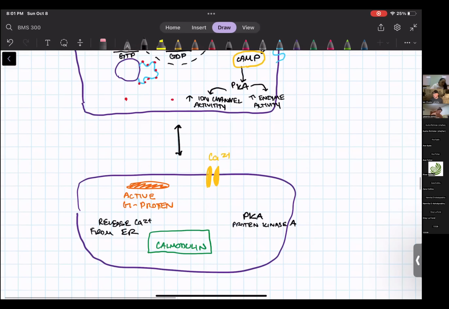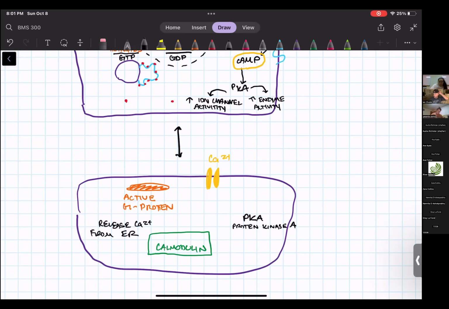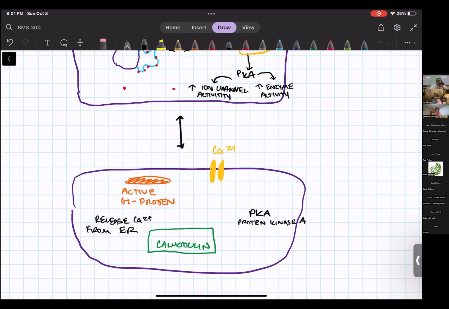So the other one that goes along with this, because it's the same GPCR situation. I just went ahead and skipped drawing out the whole transmembrane part. Let's just say all of that already happened. So the hormone bound, the G protein came over, got activated, has GTP now. This can then cause another cascade where we get calcium released from the ER.